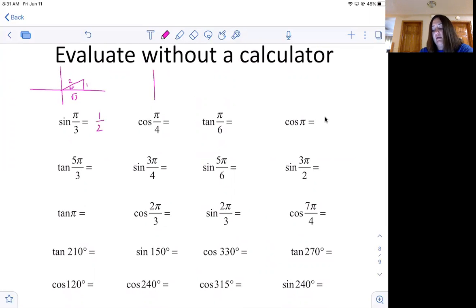Now, going again, if you're looking at pi over 4, we're at the middle. Pi over 4 is the same as 45 degrees. So our sides were 1, 1, and the square root of 2. So cosine would be 1 over the square root of 2, or the square root of 2 over 2.